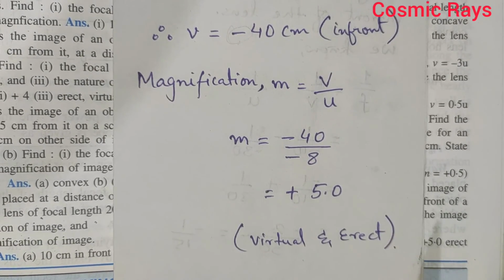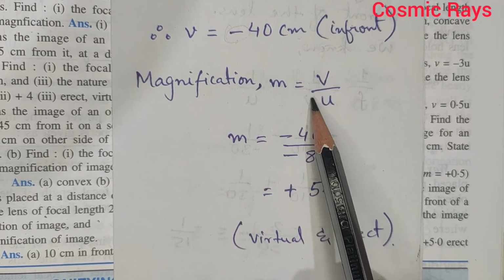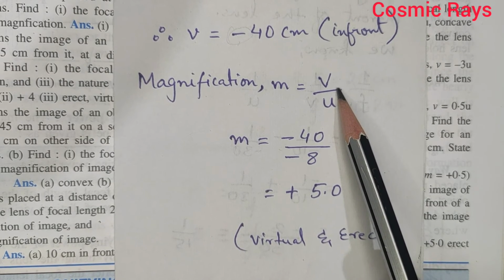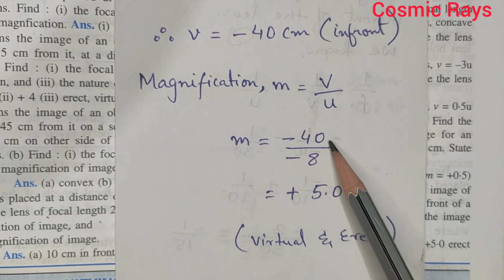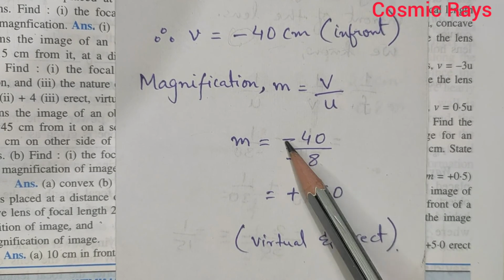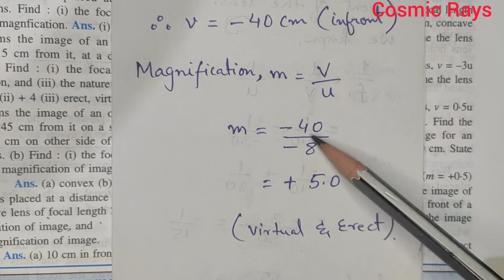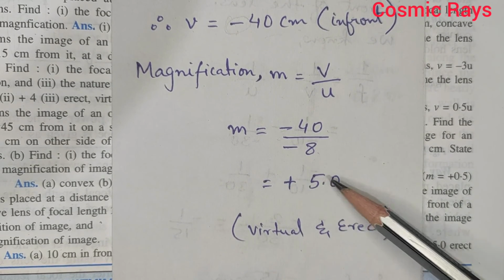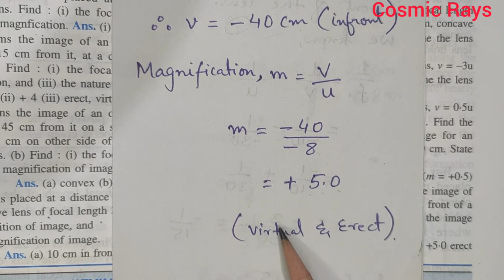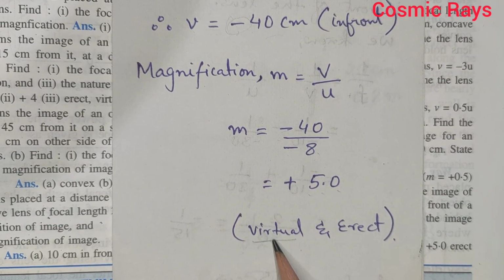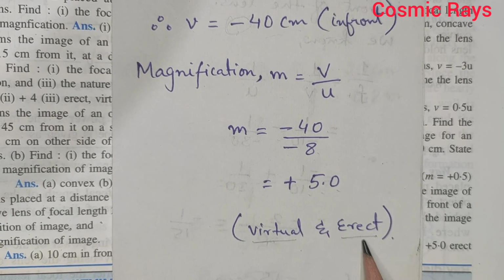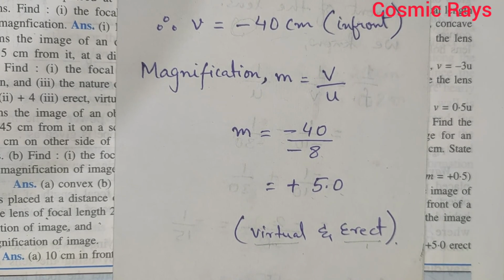Now magnification m is equal to v upon u. This is the formula. So we have calculated the value of v, minus 40 centimeter, and u is given as minus 8 centimeters. So minus 40 upon minus 8, minus minus cancel, and when you divide, you get plus 5.0. So magnification is positive. That means the image is virtual, and with virtual we have erect. With real we have inverted. With virtual we have erect. So here the image is going to be erect.